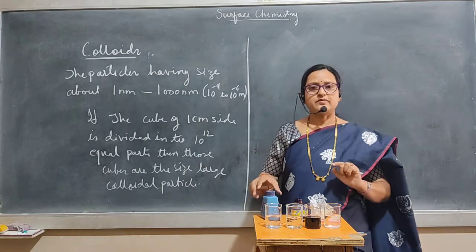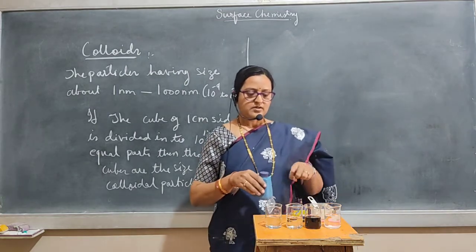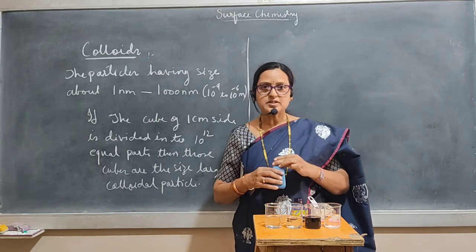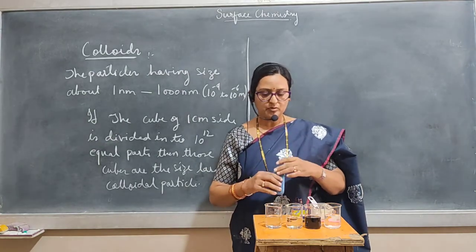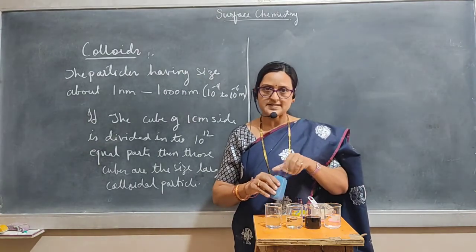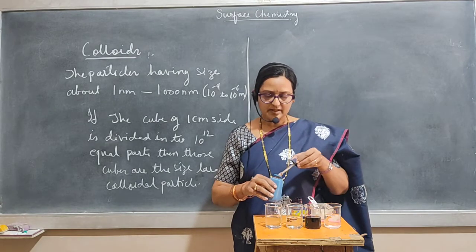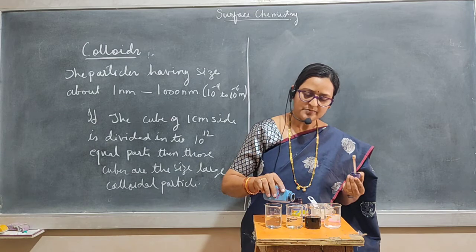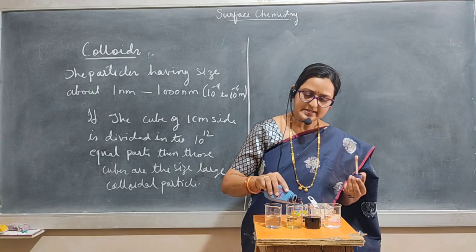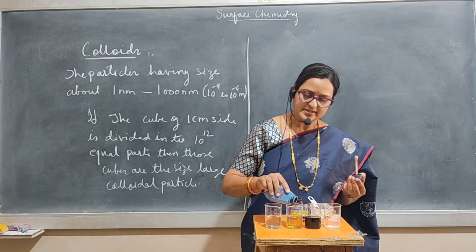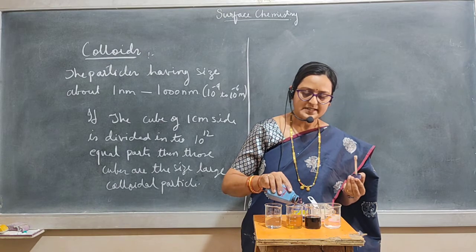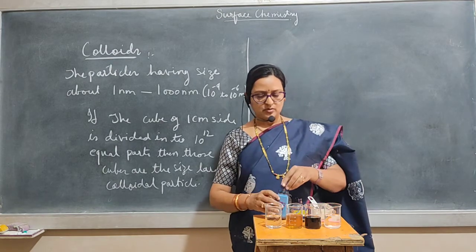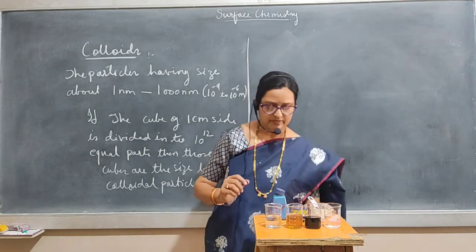One more example we shall take about the sol. Solvent water is there. This is called the dispersion medium. To this dispersion medium, I am going to add the dispersed phase, a gum. This gum, when added to the water, becomes a sol. So gum is a dispersed phase and water is a dispersion medium.